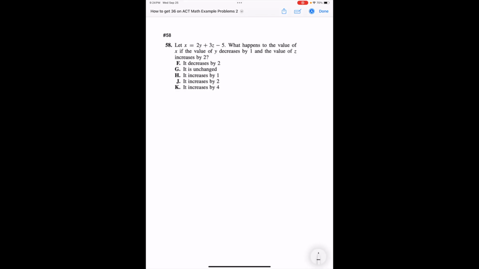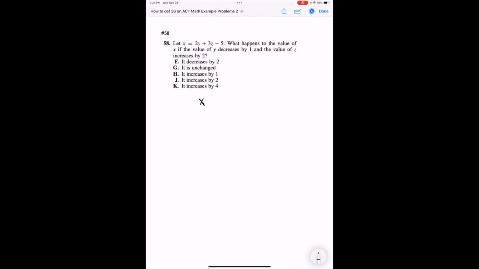Question number 58 states that let x equal 2y plus 3z minus 5. What happens to the value of x if the value of y decreases by 1 and then the value of z increases by 2? So let's express this. What is going to happen to x when the value of y decreases by 1? So instead of just being y, it will be y minus 1. And then the value of z increases by 2. So instead of just being z, it is going to be z plus 2. And then we carry over everything else.